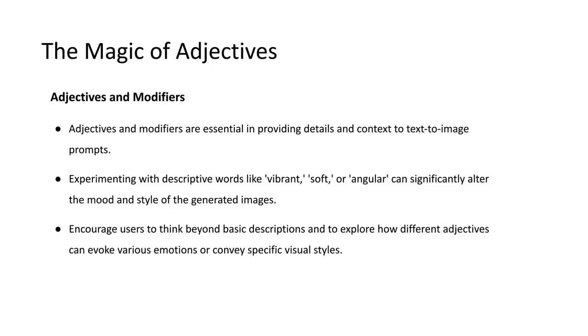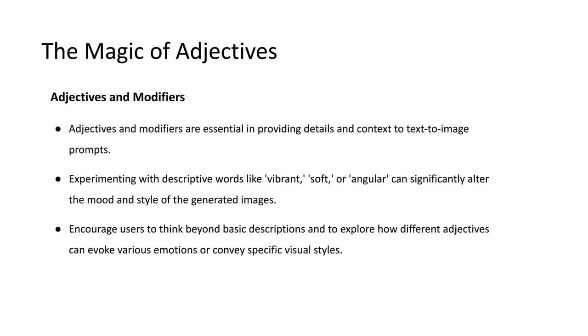Imagine an artist wielding a palette. Adjectives are the countless colors he can choose from. Well-crafted prompts use a rich vocabulary of adjectives and modifiers to provide the AI with detail and context. Words like vibrant or soft can completely alter the mood of an image, infusing it with energy or serenity. Describing a building as angular conjures a modern aesthetic, while rustic evokes a sense of warmth and age.